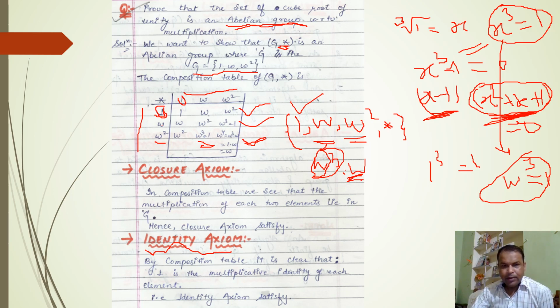Now for omega, we will check in which situation we get omega again. If we multiply omega by 1, then we get omega. So 1 is also the identity element for omega. Similarly, if we multiply omega square by 1, then we get omega square. So by this composition table, we can say that 1 is the identity element of each element. It means 1 is the identity element of this set G. So the identity element is available for every element.